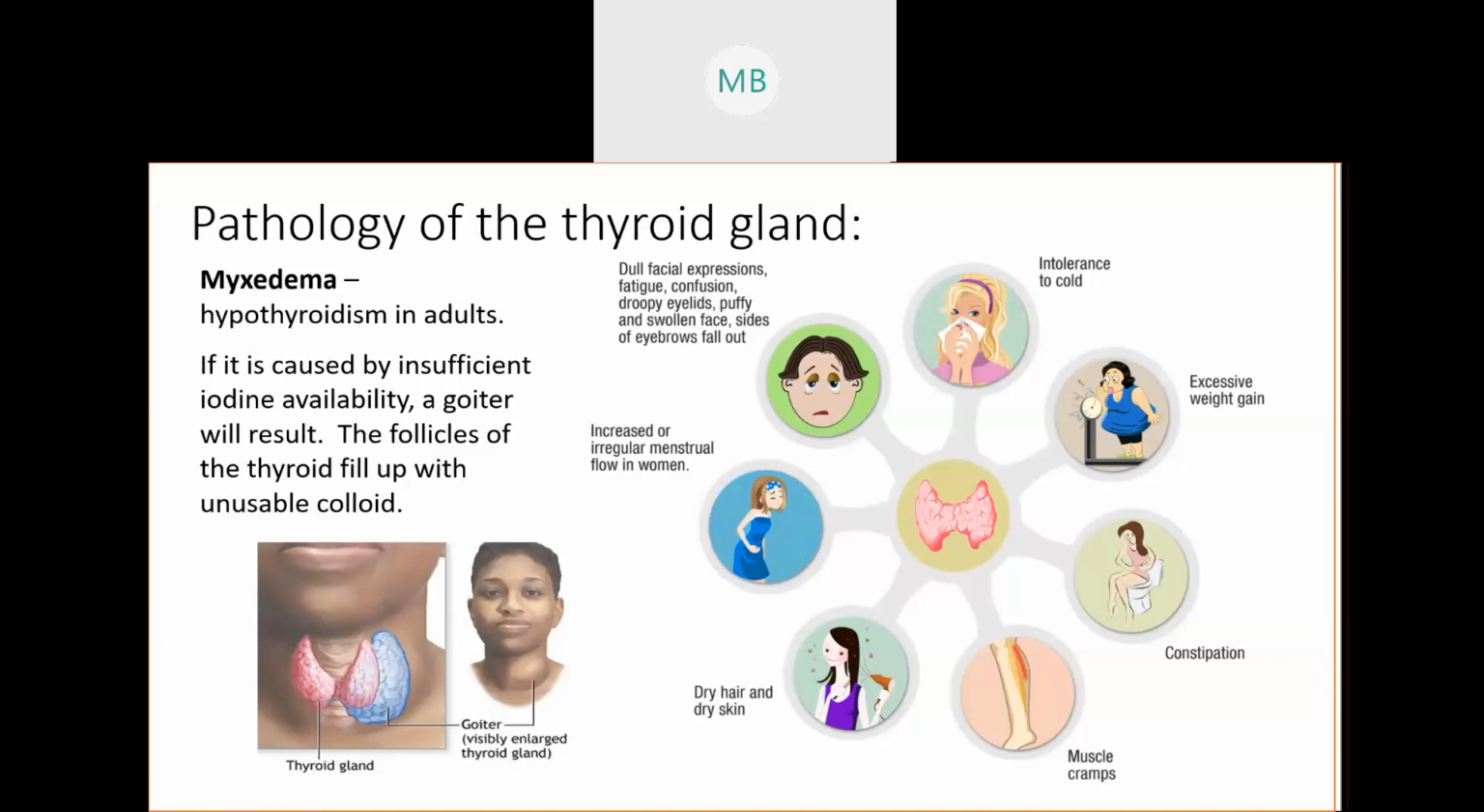So things are going to get weird with your normal cycle. Because you are not regulating your metabolism well and you're not regulating your energy flow, you may have dull facial expressions. You're not going to light up as much. You may be fatigued, confused, have droopy eyelids. You're not going to have very much energy.